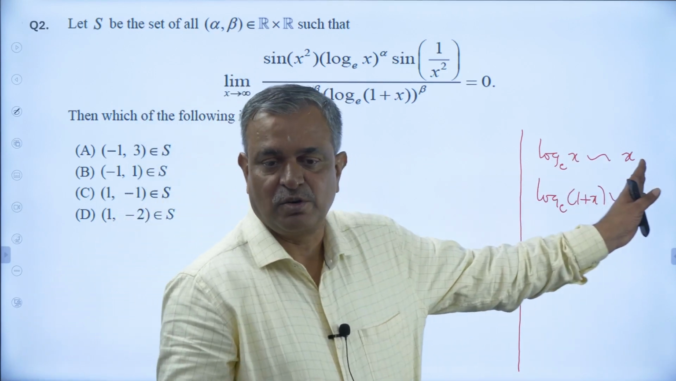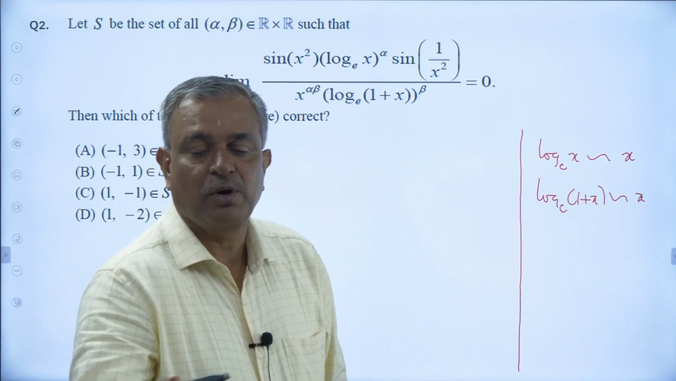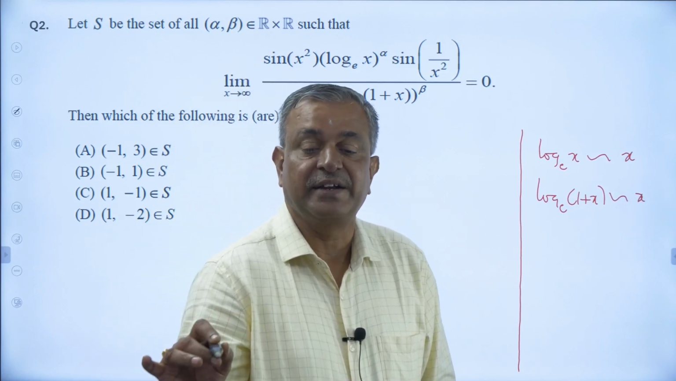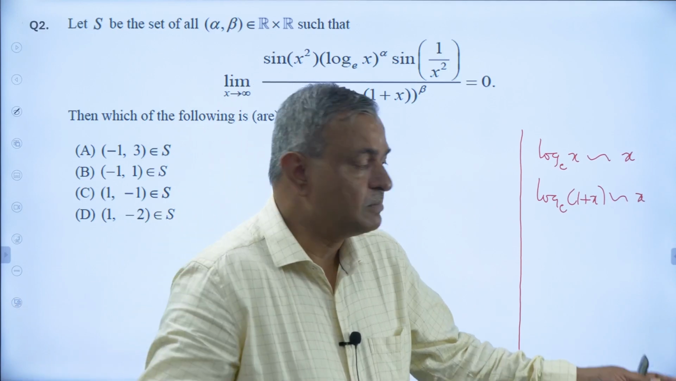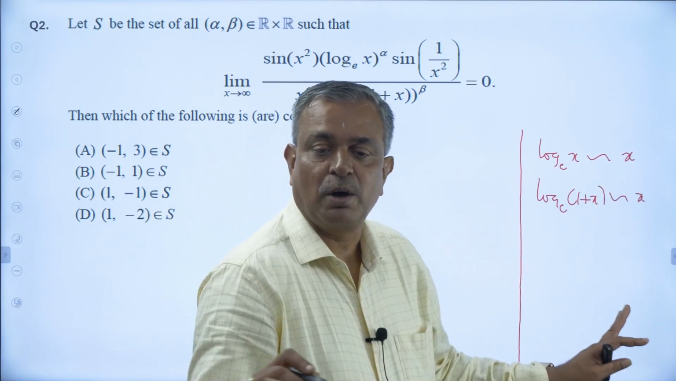It's approximately as log x, right? I'm not saying that log 2 is equal to 2. But it is extending to infinity, a big number, and you don't know what the number is. If this strikes your mind, the problem is over.